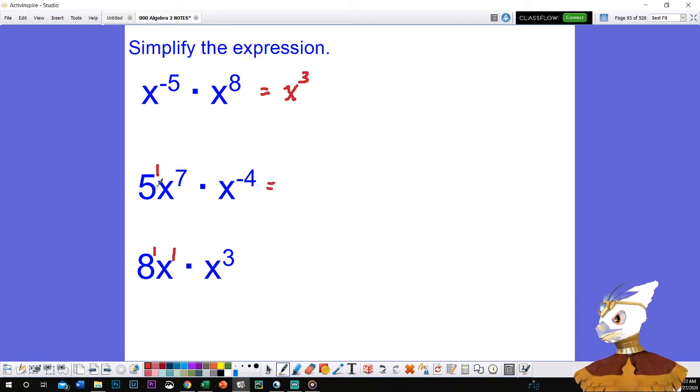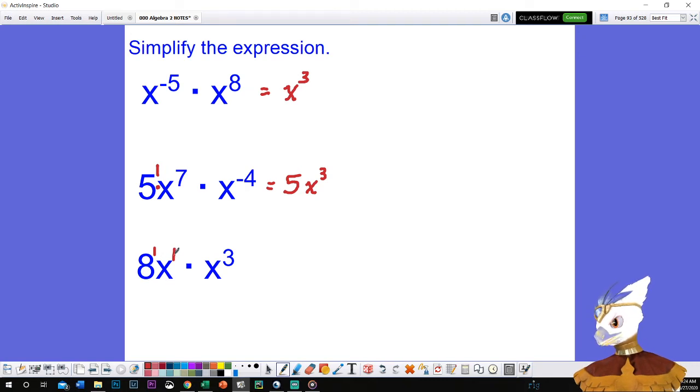Now this, remember this is a times sign, so really it's separating those. So I'm doing 7 plus negative 4. That 5 to the first power is just getting copied down. So 7 plus negative 4, 3. Done. That's all there is to that one.